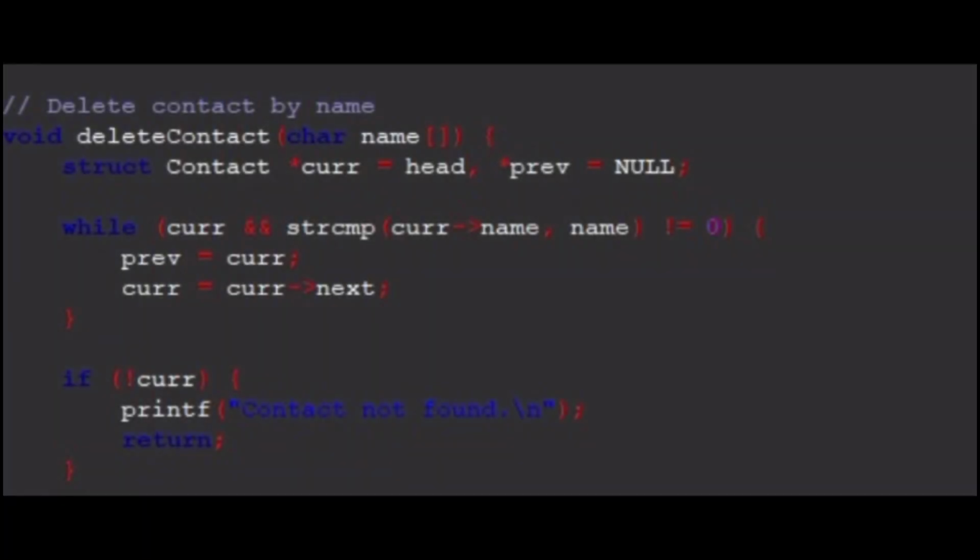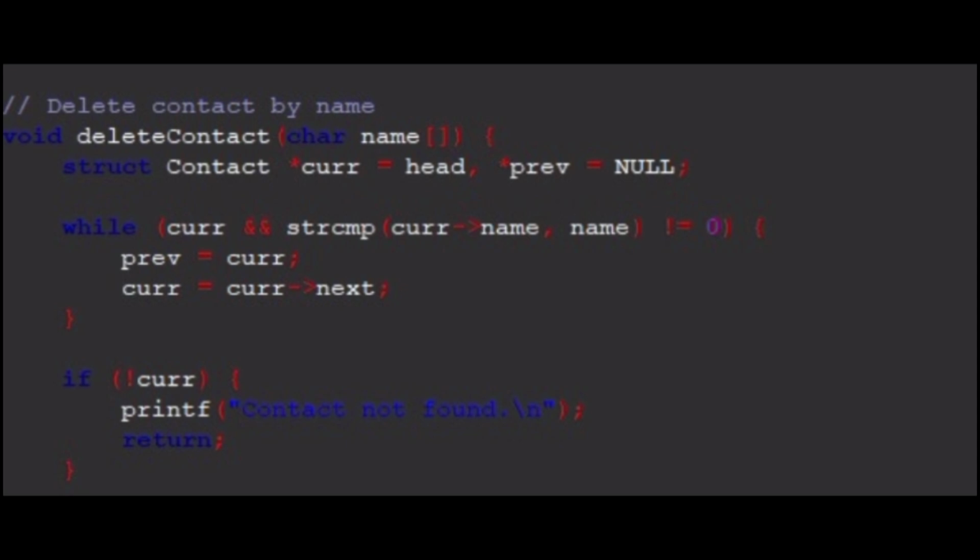Delete contact: void delete contact, char name, is used to delete a contact by its name from the linked list. struct contact **cur = &head and *prev = NULL. Cur is used to traverse the list and prev is used to store the previous node before cur.